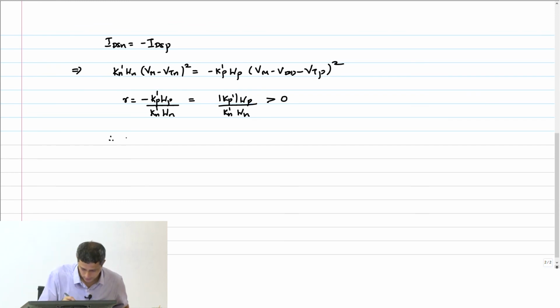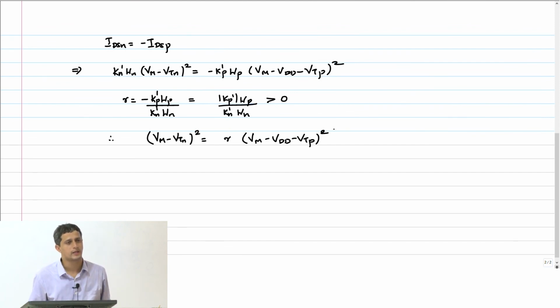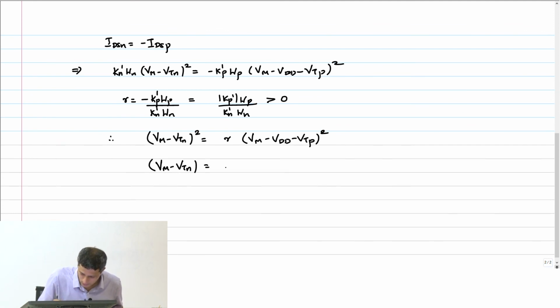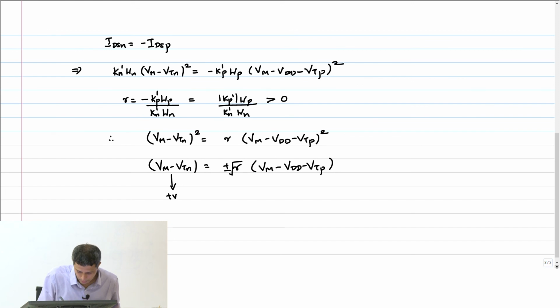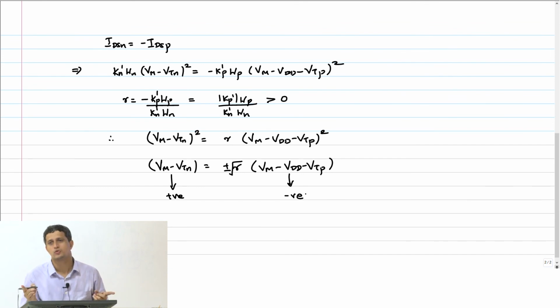Okay. So therefore I can say Vm minus Vtn whole squared is R times Vm minus Vdd minus Vtp whole square. Now I am going to go ahead and take the square root. So Vm minus Vtn equals plus or minus root R into Vm minus Vdd minus Vtp. Now this is a positive number, this is a negative number. How can these two be equal? Only if you take the negative root.